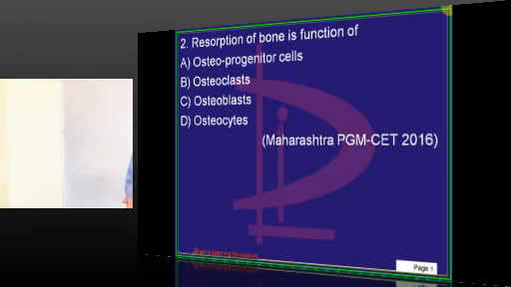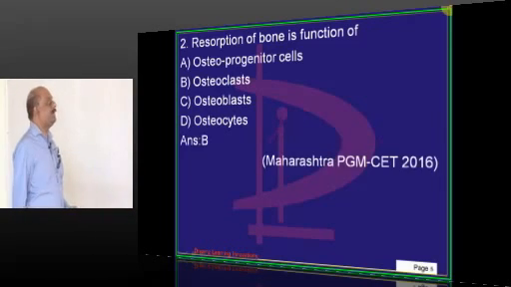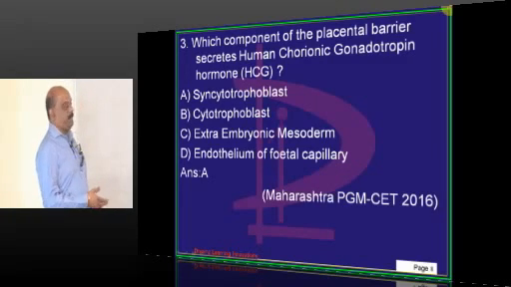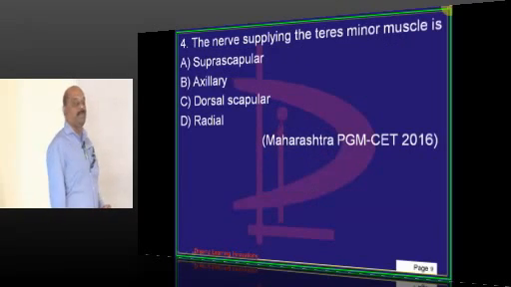Resorption of the bone. Cheapest question in the planet. Ask your class. HCG is produced by syncytial trophoblasts.